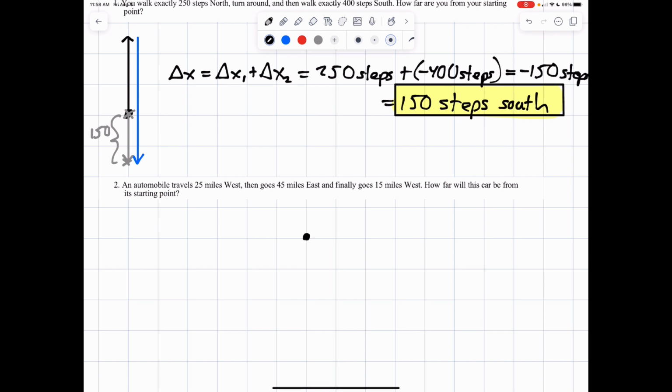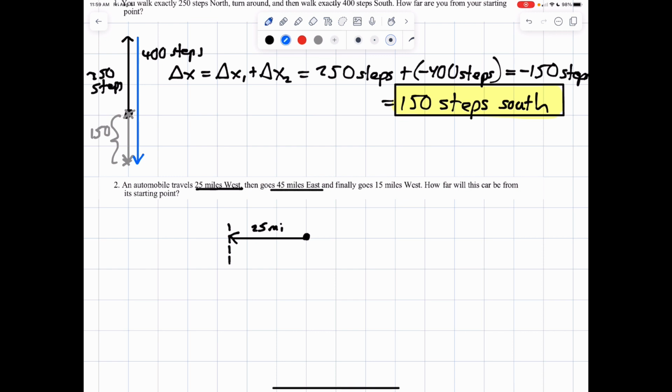And we start by going 25 miles west. So we're going 2.5 boxes west. There's 25 miles west. And we should be labeling these as we go. Like in the last problem, this was 250 steps going north and 400 steps going south. Sorry about that. Now after this point, right here, the car goes 45 miles east.